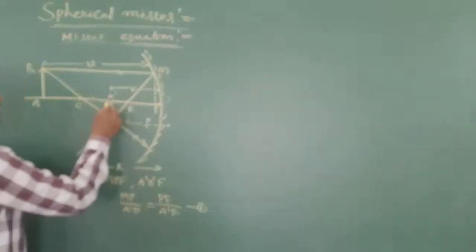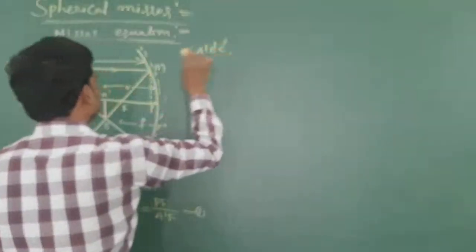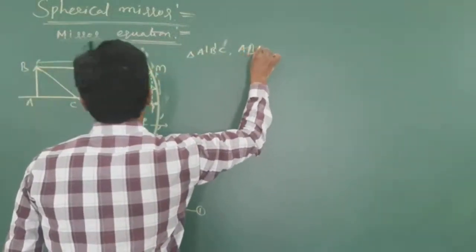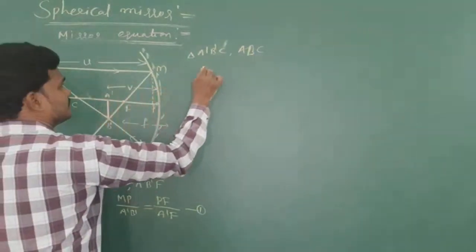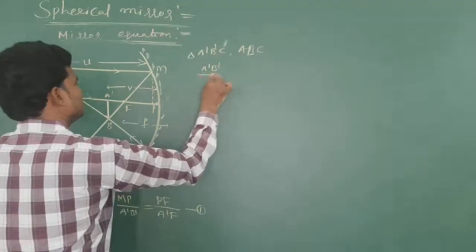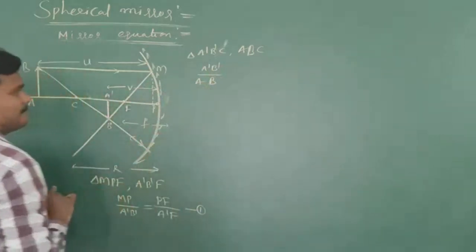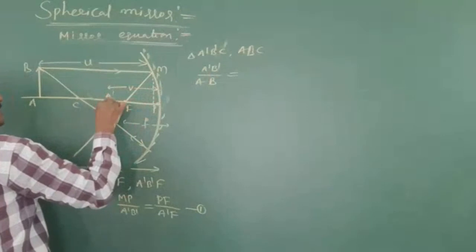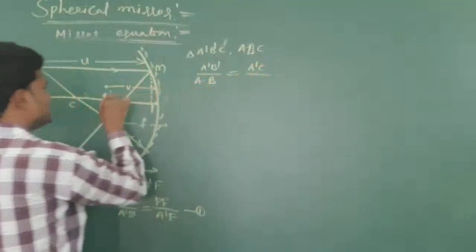Let us use one more triangle. A dash B dash F, A dash B dash C, directly we can write ABC. So height by height, A dash B dash by AB, which is equivalent to base by base, A dash C by AC.